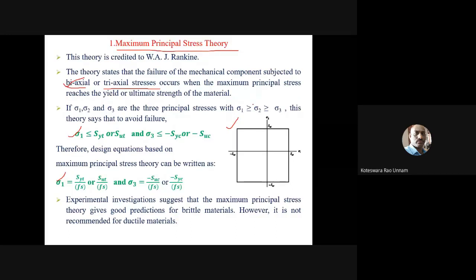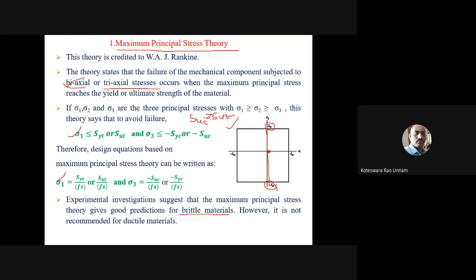Here it is a rectangle, a square. Even though it is a square, the origin is not located at the center. Why? Because if you see, this distance is more when compared to this one. The reason is that for most brittle materials, the ultimate strength in compression is more than the ultimate strength in tension. That means your SUC value is greater than SUT. SUC is greater than SUT. So that's why you are getting it like this.